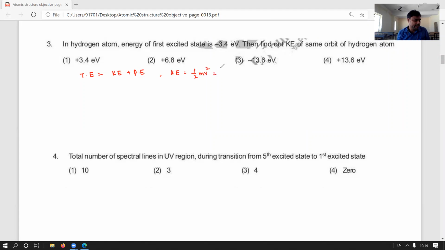which is equal to e square by 2r, and potential energy is equal to minus e square by r. So therefore total energy is equal to e square by 2r minus e square by r, then the LCM 2r will come. On simplification we will get the total energy is equal to minus e square by 2r. See, this is the total energy.